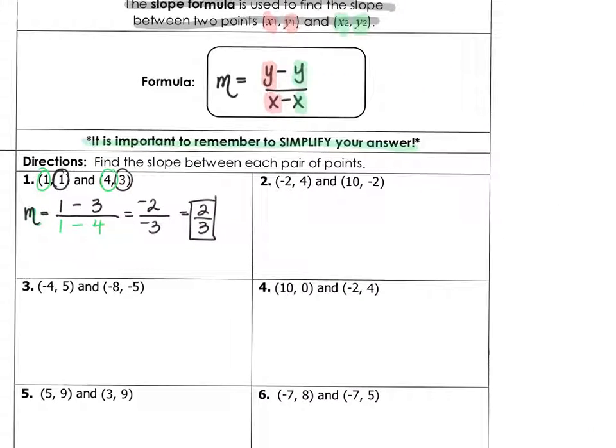Let's try number 2. Our slope is equal to 4 minus negative 2. Notice how that second y was negative, so we had to write 4 minus negative 2. y minus y over x minus x. Again, y minus y over x minus x. Now that we've set up our rise over our run, we're going to do the arithmetic to get 6 over negative 12, to get a slope of negative 1/2.